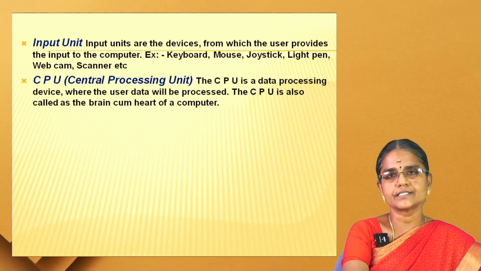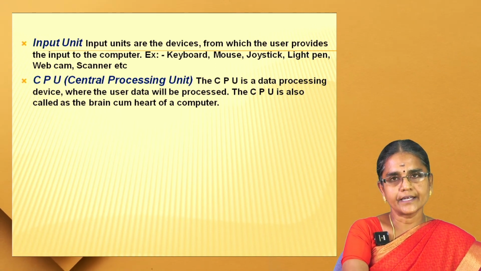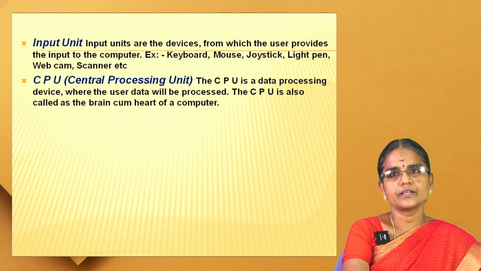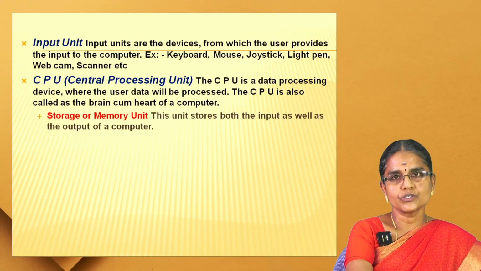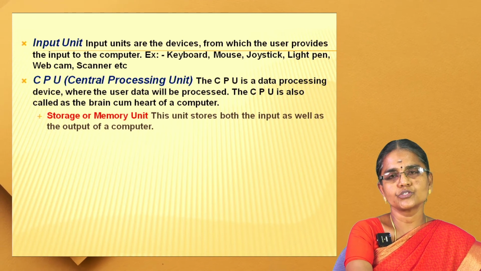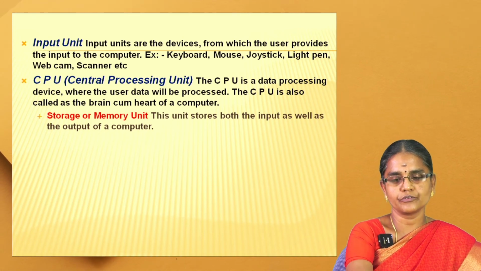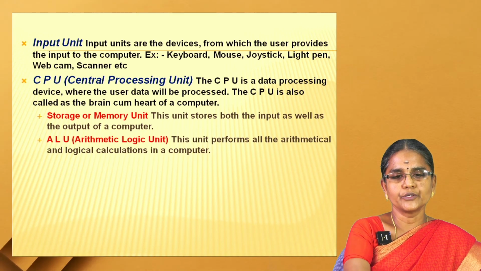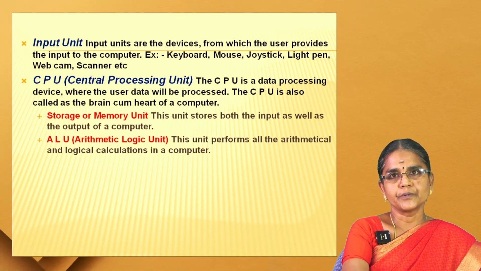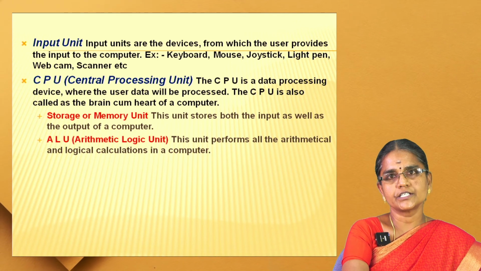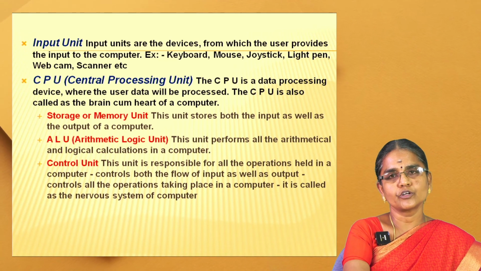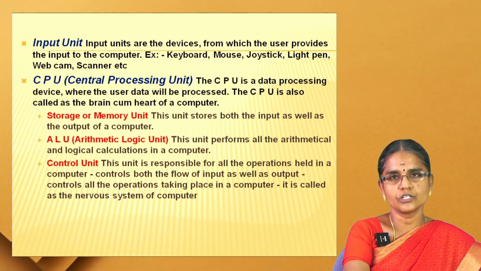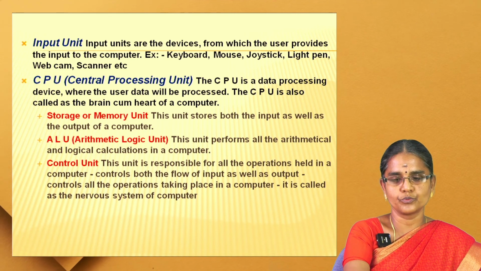Then CPU, it is the central processing unit, it is for data processing. User data will be processed in this unit only. It is also called the brain cum heart of the computer. Then memory unit, the unit stores both input as well as the output of a computer. Then ALU, arithmetic logic unit, it performs all the arithmetical and logical calculations of a computer. Then control unit, it is responsible for all the operations, control over all the instructions, programs, even output also.